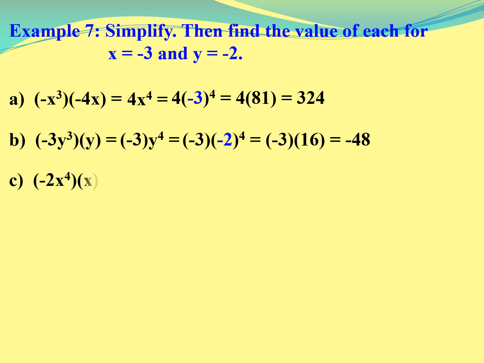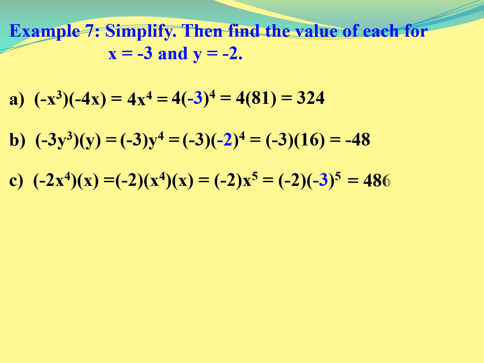Letter C. Negative 2x to the fourth times x, or negative 2x to the 5. And substituting the value of x, which is equal to negative 3, this becomes negative 2 times negative 3 to the 5 equals 486.